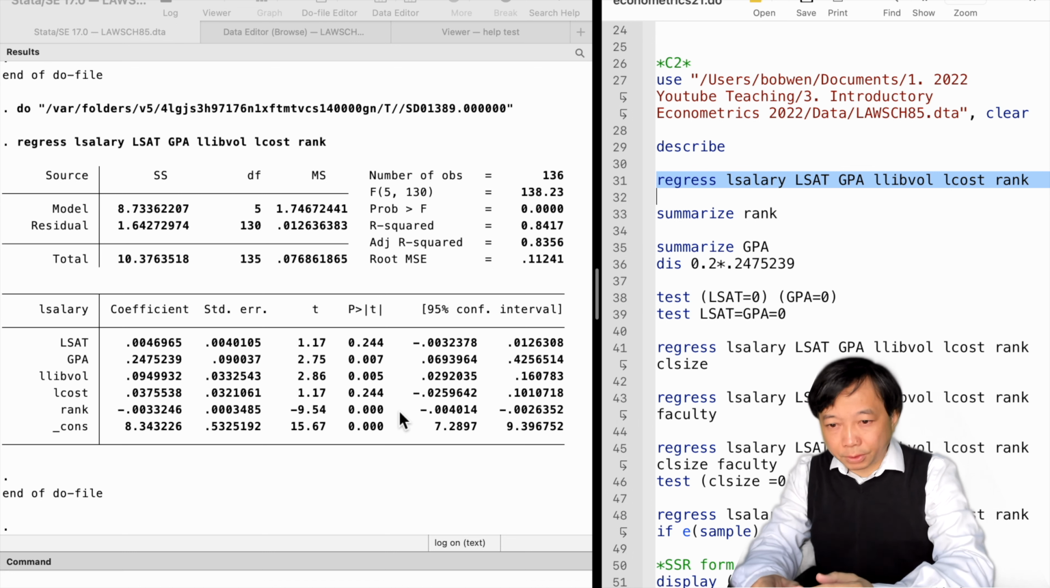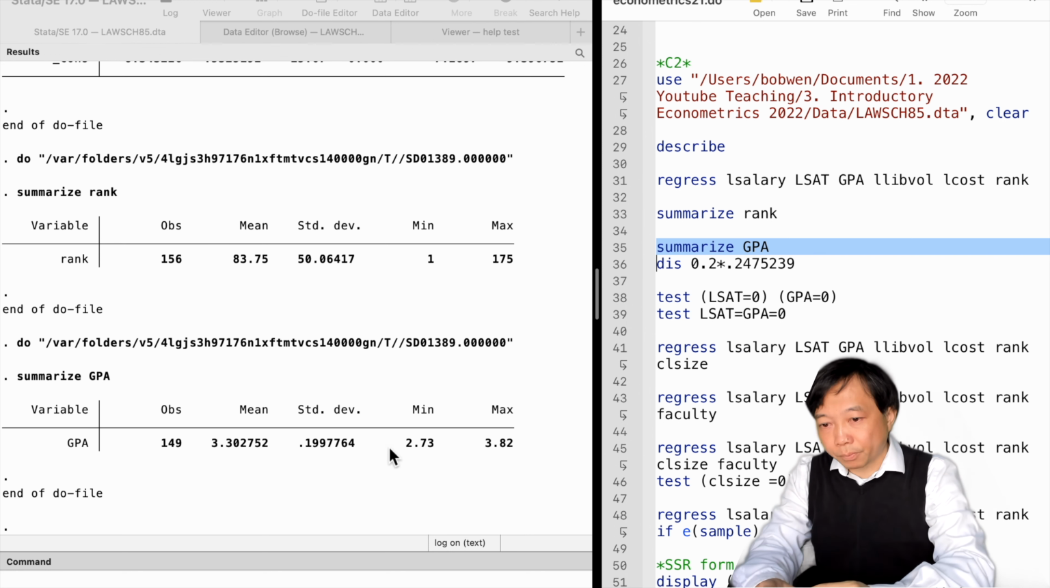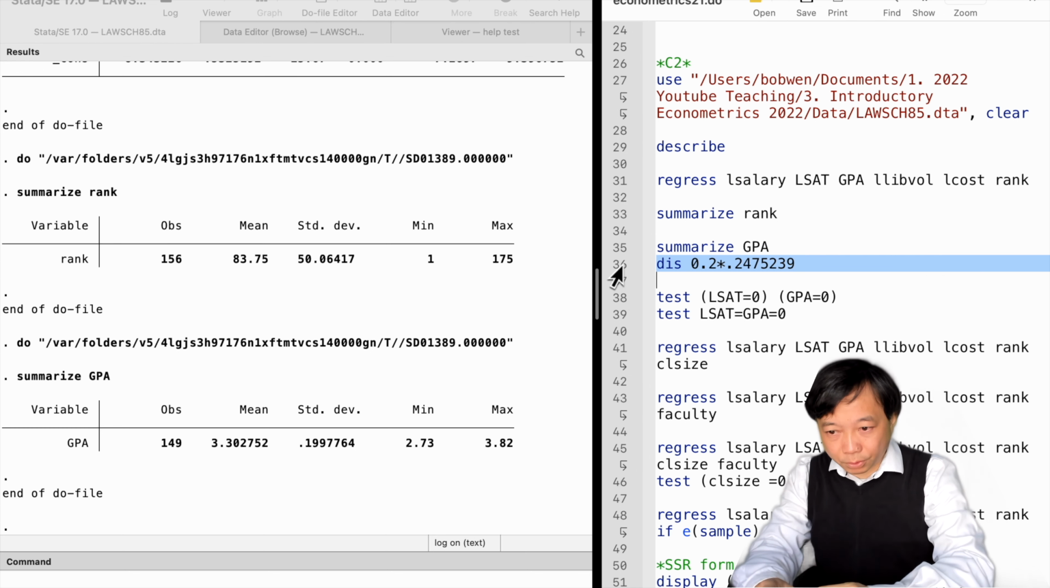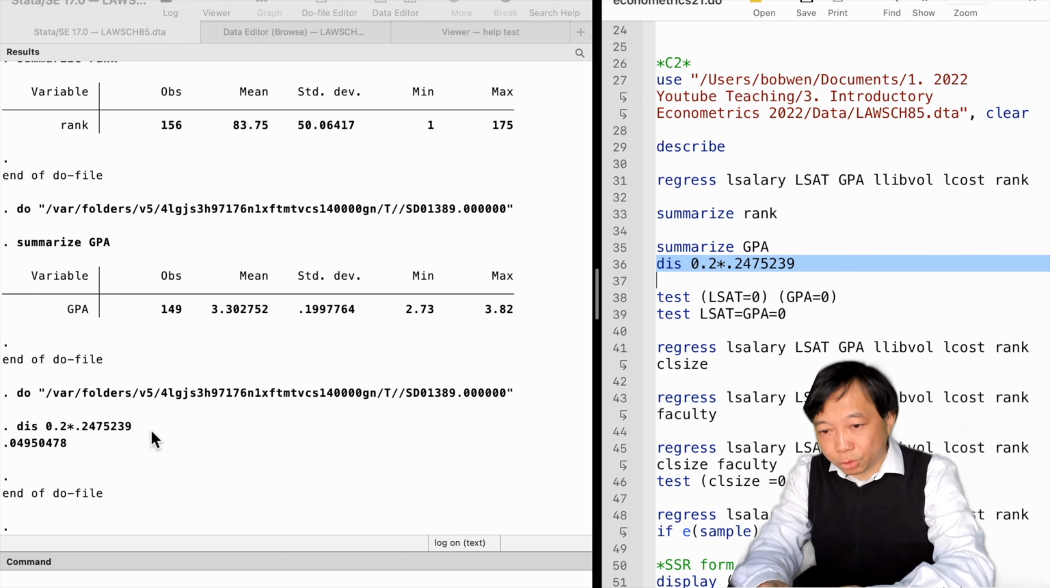One more unit in the median college GPA increases the median starting salary by 24.8%. It seems a huge effect, but when we summarize the variable GPA, we find that it ranges from 2.73 to 3.82 with an average of 3.30 and a standard deviation of 0.20. So a one standard deviation increase in the GPA is estimated to increase the starting salary by 5%.